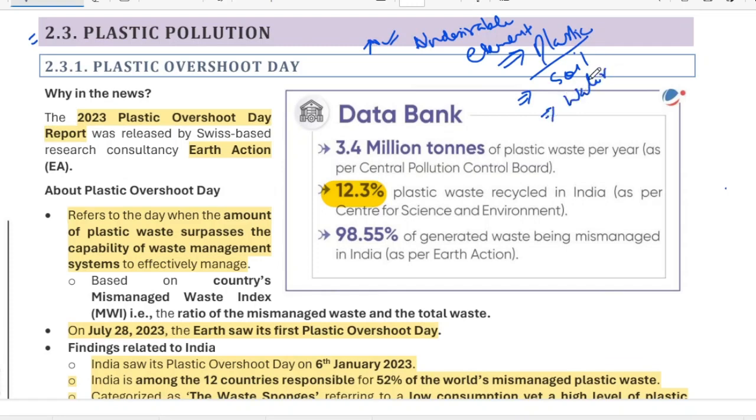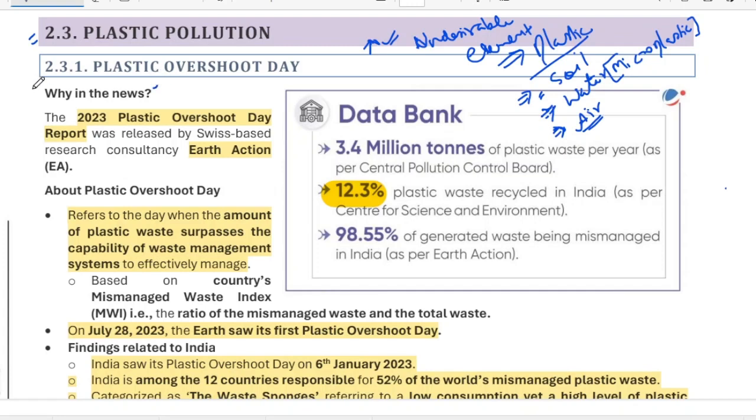So marine microplastic, you may have heard, or otherwise we will discuss this microplastic concept also. Microplastic is found in soil and water, and plastic is very less or may not be found in air. So air pollution does not happen because of plastic, but soil and water pollution does happen because of plastic. So that's why plastic pollution is important.